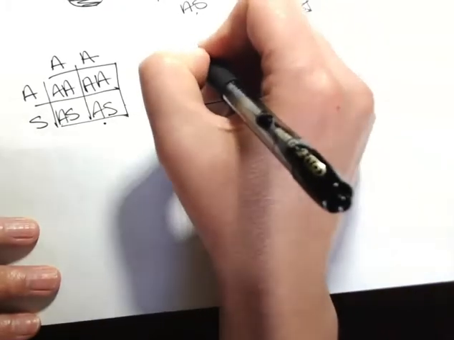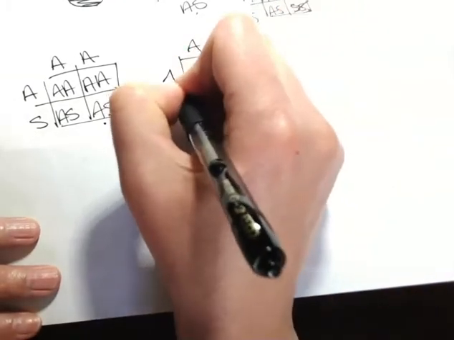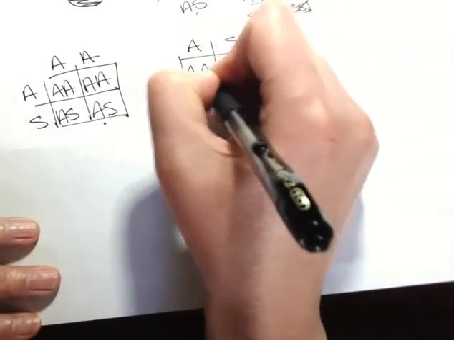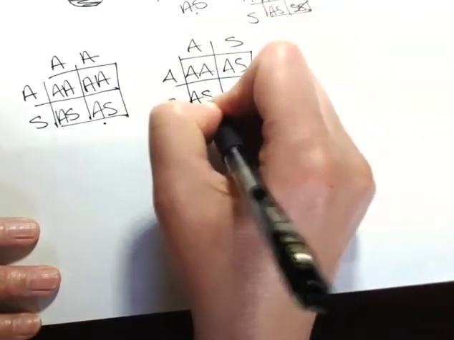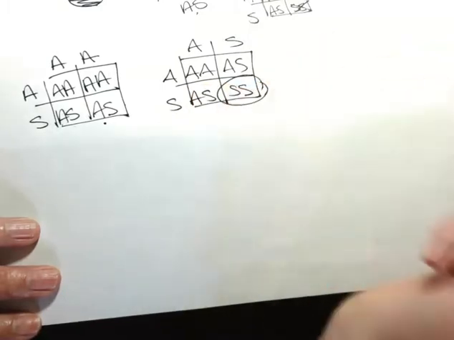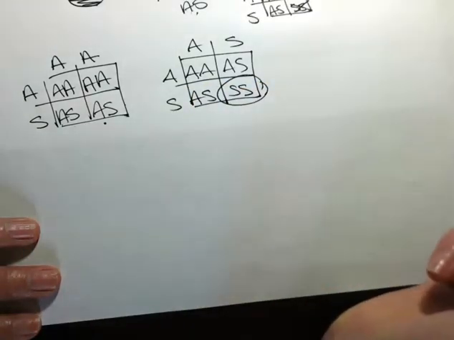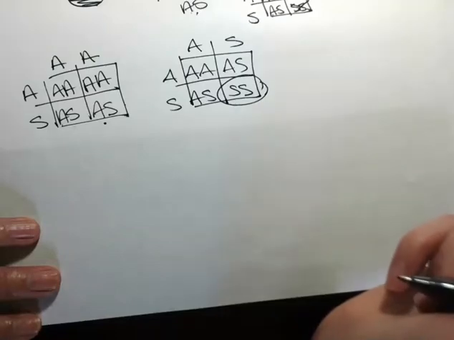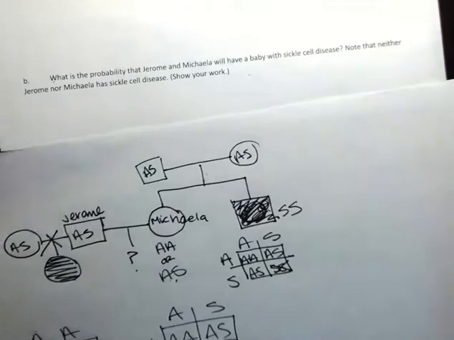However, if she is also heterozygous, then there's a 25% chance that they could have a child with sickle cell disease. So sometimes when you're not sure, you should give both options.